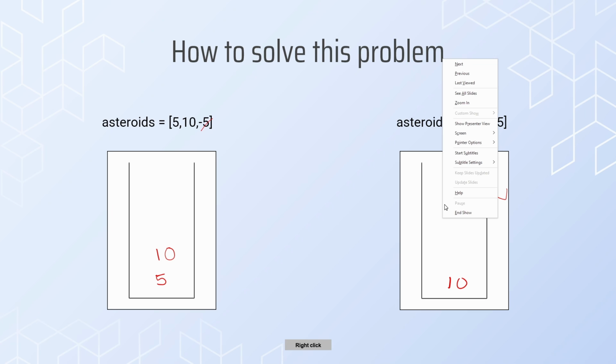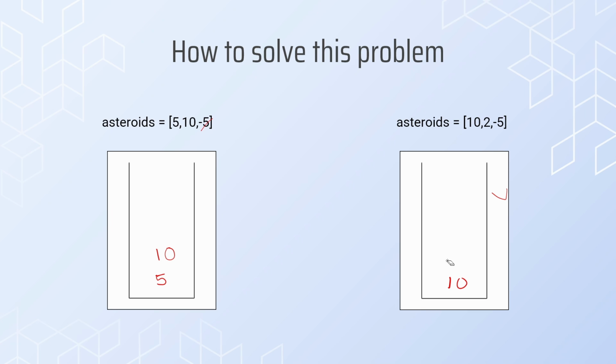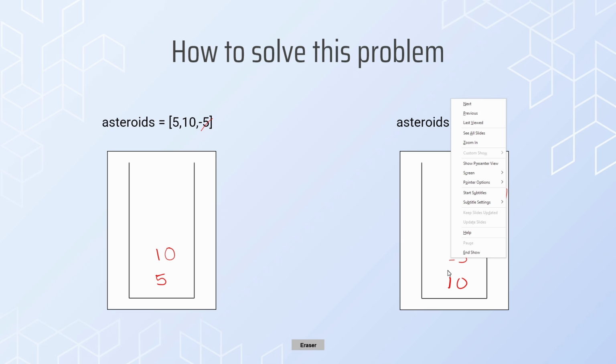Okay, so let's do that. Let's insert the -5 now, just to see what it looks like. So now we have -5 and 10, but we know that this -5 is moving in the left direction and the 10 is moving in the right direction, so they are going to collide. So you have to compare the two of these, and you can do this by actually not putting it in the stack instead.